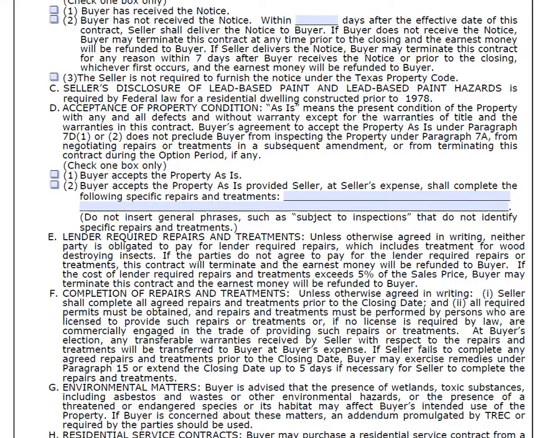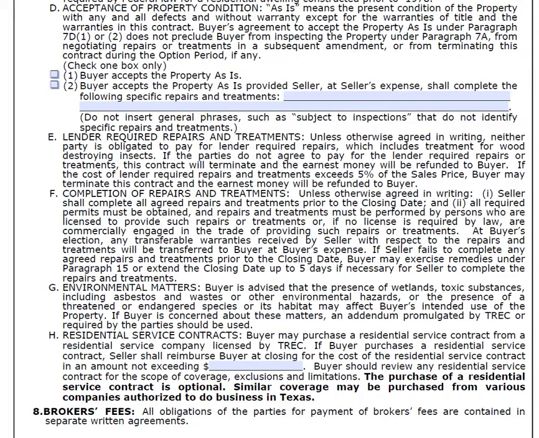Let's look at paragraph F. Completion of repairs and treatments is prior to closing, and sometimes that's confusing. Sellers will think they have to hurry up and get it done during the option period, and that's not true. It's prior to closing. It is very important that your seller know all repairs and treatments must be performed by a licensed repair person if a license is required. So plumbing, electrical, sprinkler, all those have licenses required. So no, they cannot go to Home Depot and just do a honey-do repair.